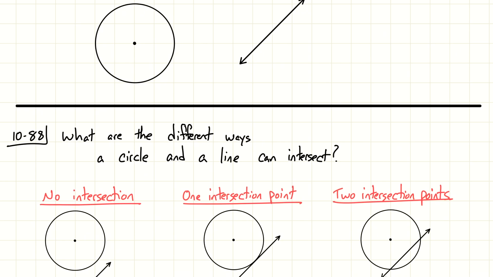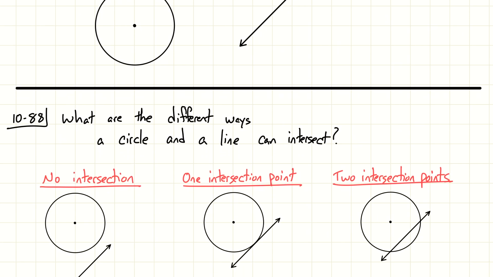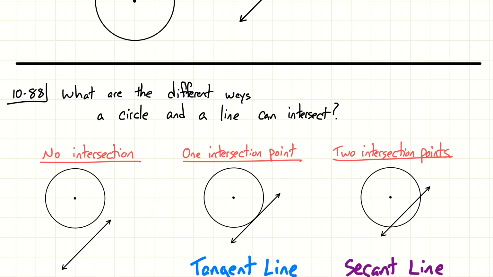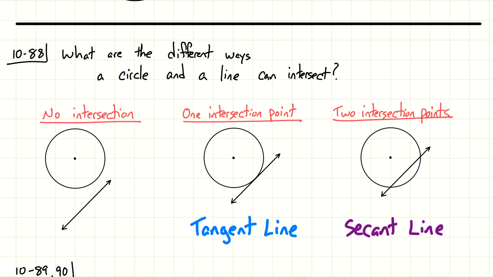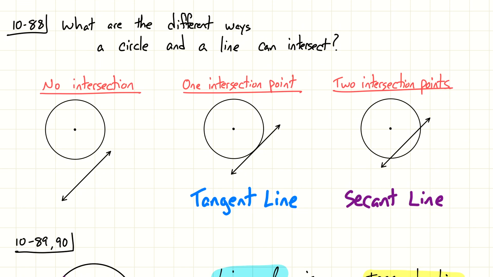line can intersect? All right, so it's very possible that the lines do not intersect at all. So here's an example of that. I drew them specifically like this, but I could have drawn the line somewhere else, like over here. Either way, this line, if it goes on forever, will never touch the circle.